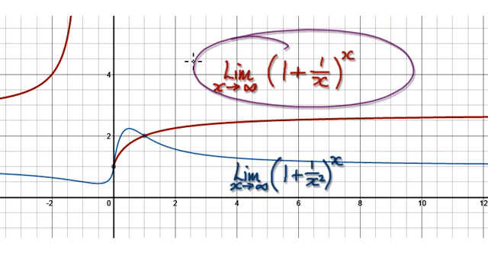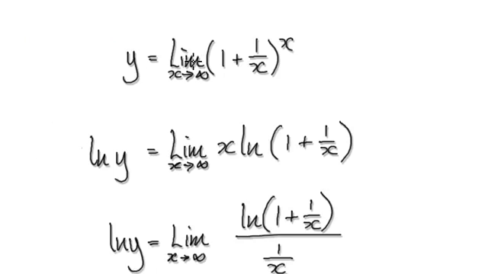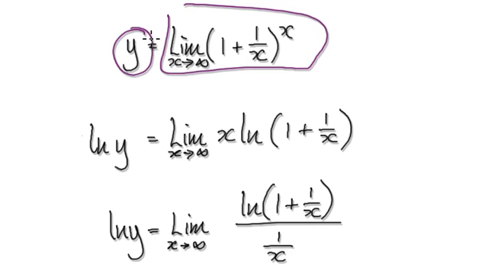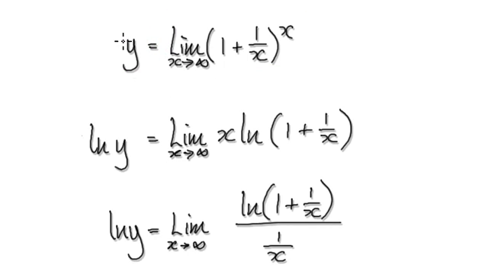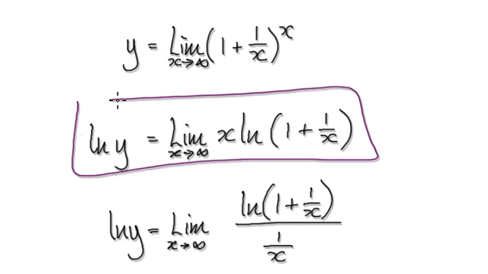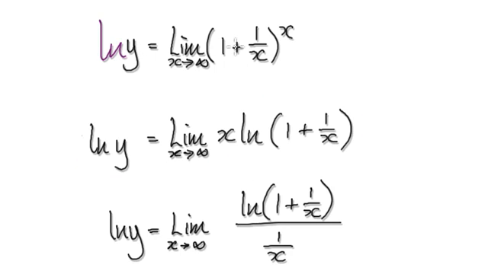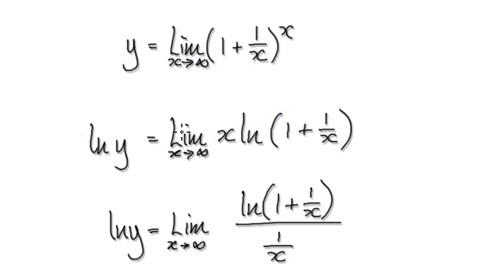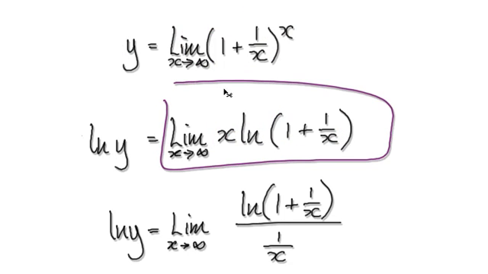Okay, so to find the limit of this, let's just say the whole limit is the number y. Now take the natural log of both sides. That will then give you this. If you take the natural log, the power can come down. That will then give you this natural log here, and then whatever's in here. So natural log of y equals this thing here.